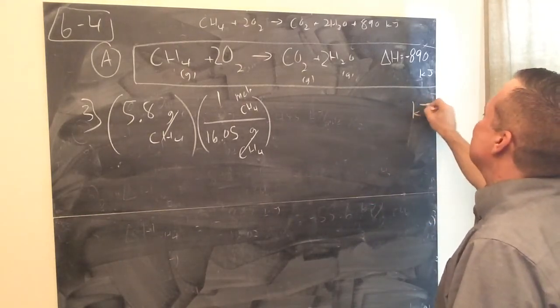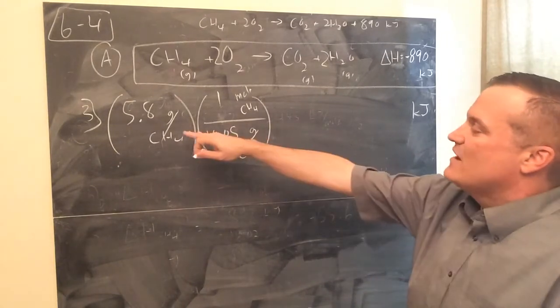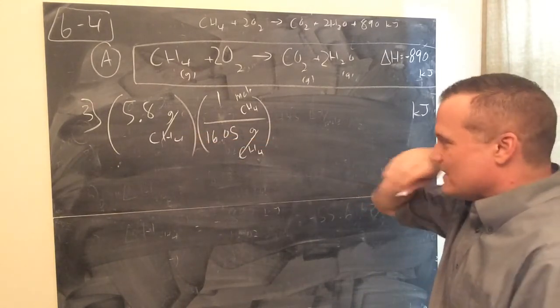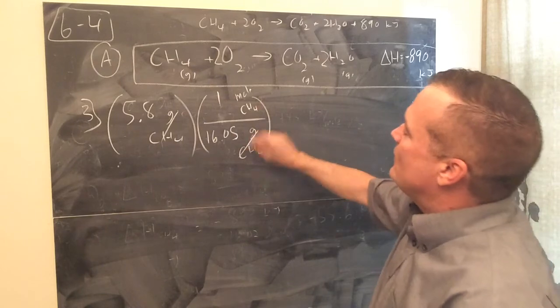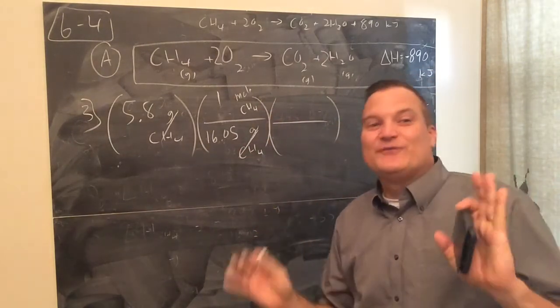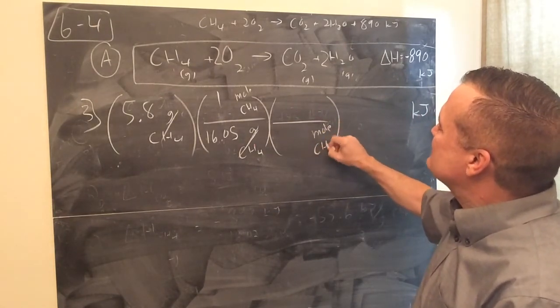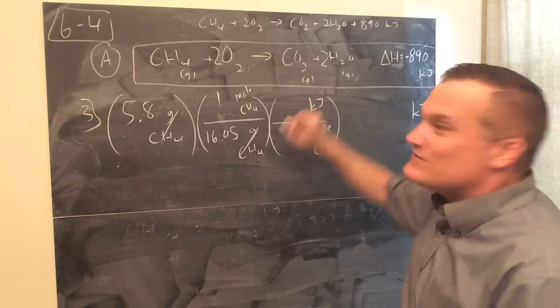They want you to find heat. What will be the heat released? How many kilojoules of heat will come out when you burn 5.8 grams of this? Okay, first we go from gram to mole. Now, here is the brand new, the cool thing for thermo. I can now convert from moles of CH4 to kilojoules of heat.